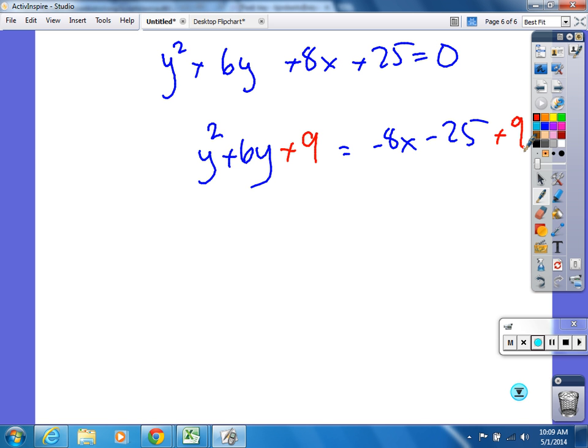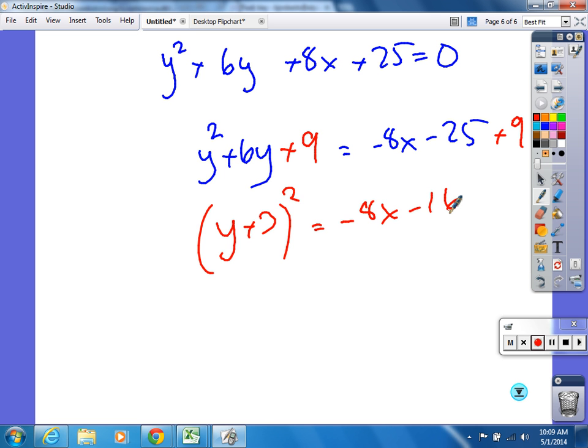Okay. What does this become? Y squared plus 6y plus 9, what does it become? Y plus 3 squared. Y plus 3 quantity squared. Everybody good with that? What does this side become? Negative 8x minus 16. Okay.